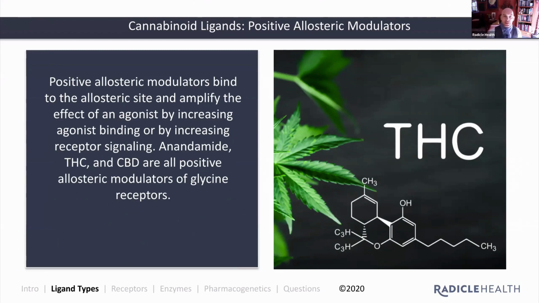One thing that's important to note is that anything binding to the secondary site has no effect on a cell receptor unless something is also binding to the main orthosteric site. For example, CBD is a negative allosteric modulator. We haven't talked about that, we'll talk about that next. But CBD is a negative allosteric modulator at CB1, and has no effect on CB1 unless THC is binding at the orthosteric site. Anandamide, THC, and CBD are all positive allosteric modulators at glycine receptors, and we'll talk a little bit about glycine receptors later.